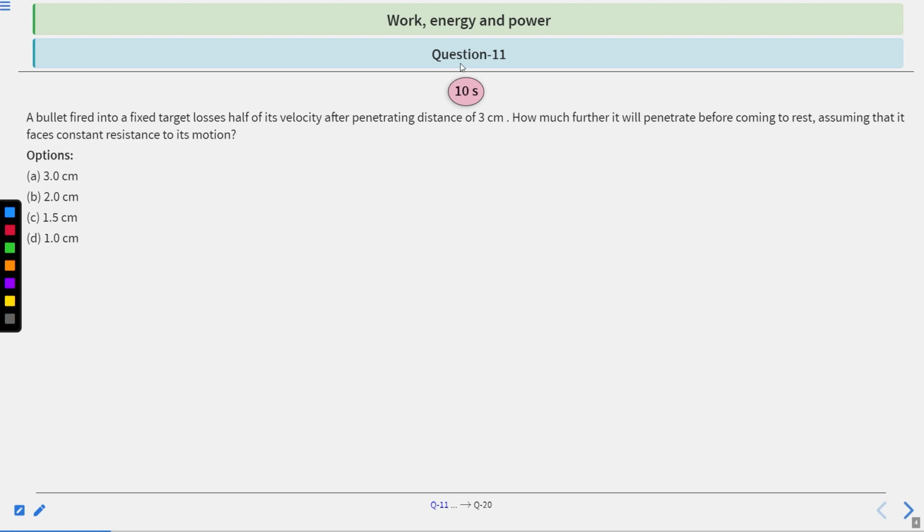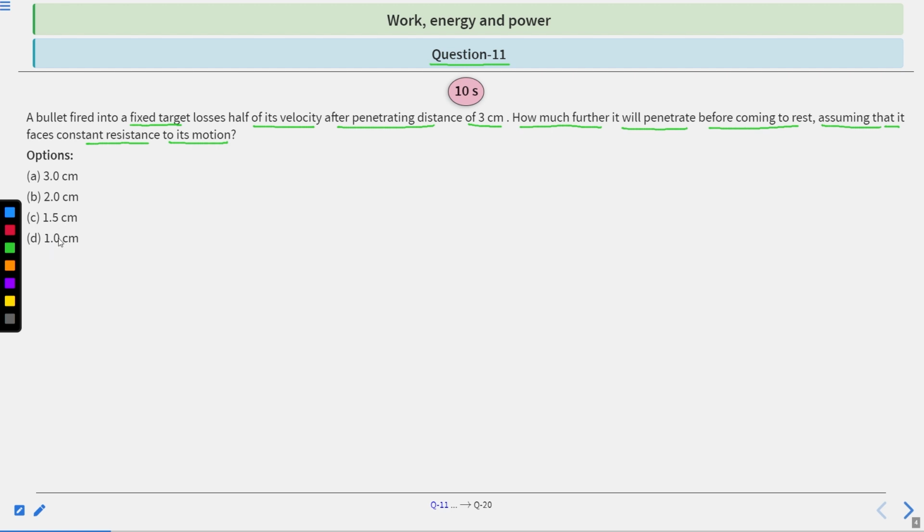So, question 11 is: a bullet fired into a fixed target loses half of its velocity after penetrating a distance of 3 cm. How much further will it penetrate before coming to rest, assuming that it faces constant resistance to its motion? Clear? Given options: option A 3 cm, option B 2 cm, option C 1.5 cm and option D 1 cm.